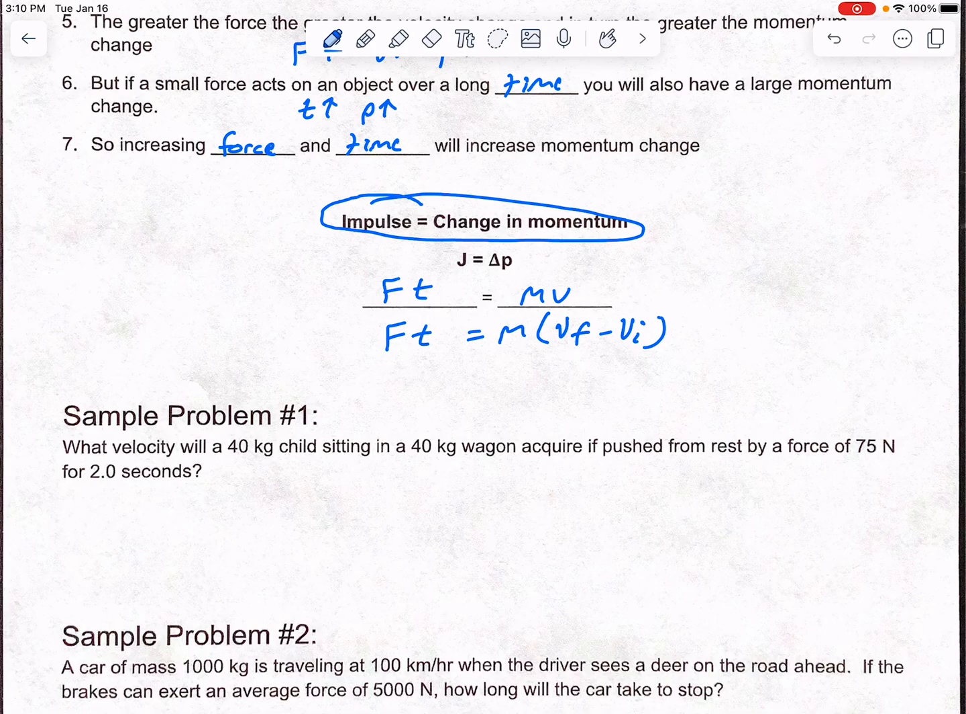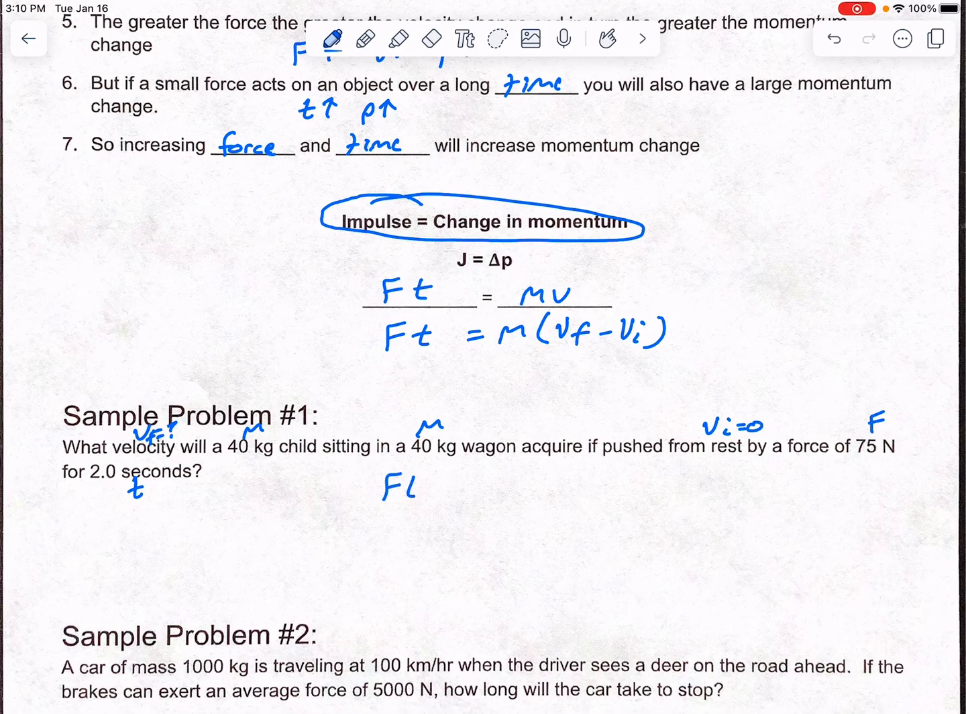Usually a good hint that you're going to use this equation is that you're given a lot of stuff. Like this problem: what velocity, so we're looking for velocity, will a 40-kilogram child sitting in a 40-kilogram wagon, so I'm dealing with masses, acquire if pushed from rest, so that means your vi is 0, by a force of 75 newtons, there's your F, and for 2 seconds, there's your time. That's a dead hint that you're going to use the big equation, because you've got a lot of stuff going on. So we are looking for vf.